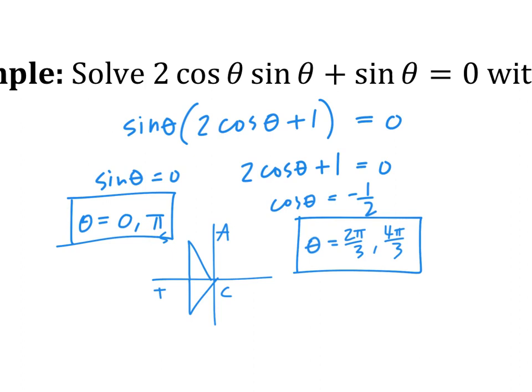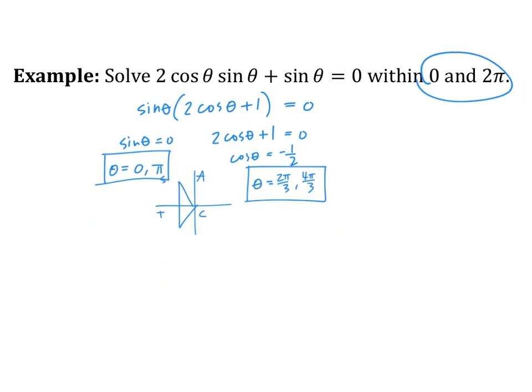Okay, and what we did was we applied our algebra skills to first make the equation equal to 0. This is kind of what we always have to do, make it equal to 0, and then factor, and then make each factor equal to 0.